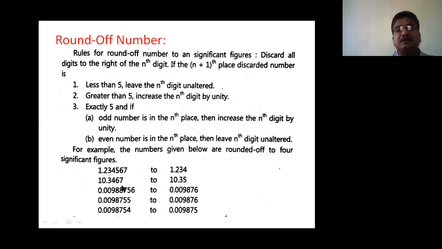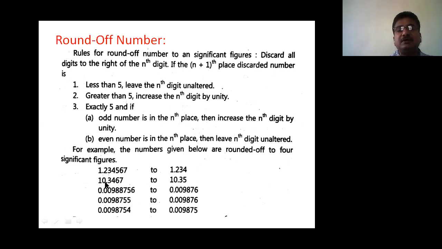That is, the first discard digit is exactly 5, and the previous digit is even. So no change in the previous digit. So okay, this is the new number 1.234. This number is rounded to 4 significant figures.